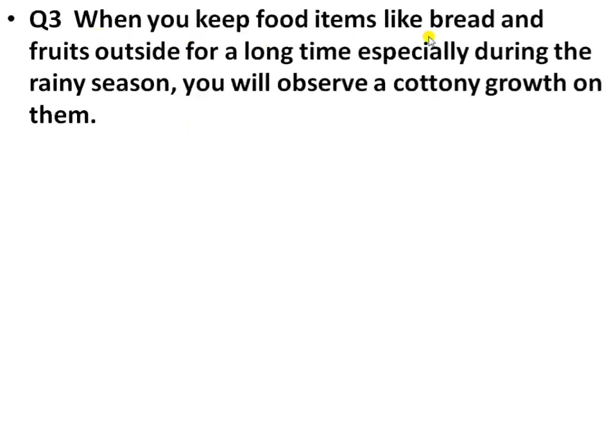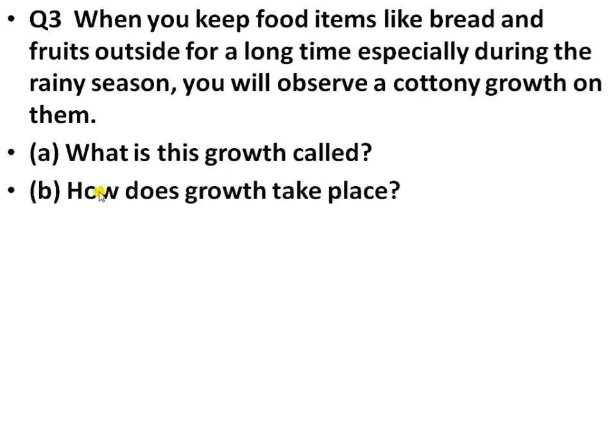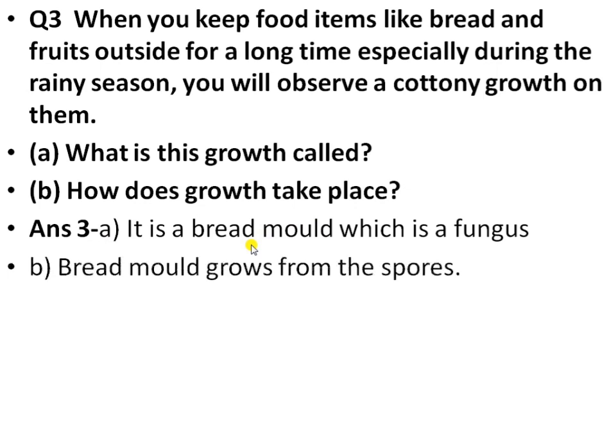When you keep food items like bread and fruit outside for a longer time, especially during the rainy season, you will observe a cottony growth on them. What is this growth called and how does this growth take place? This growth is called bread mold, which is a fungus. You have seen spore formation in the bread mold. The cottony growth is the fungus. This growth takes place because several spores are present. Bread mold grows from the spores.